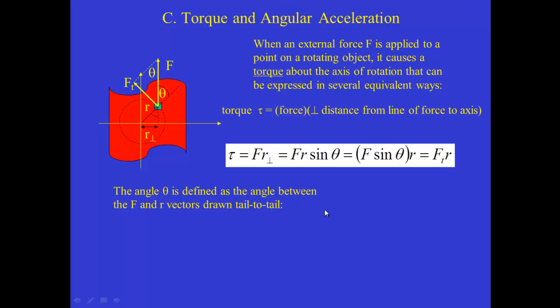Just remember that in this equation, it's very important that this angle theta is the angle between the force vector and the r vector drawn when they are tail to tail. And you can see here that the r vector in my sketch is in the same direction as the r vector over here on the rotating object, which is why the angle theta is correct.